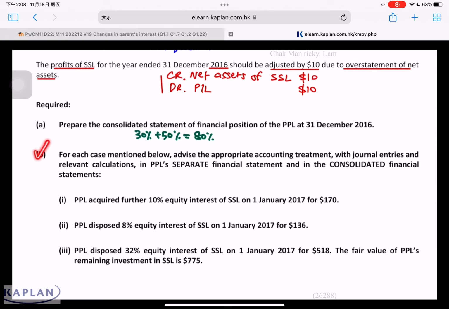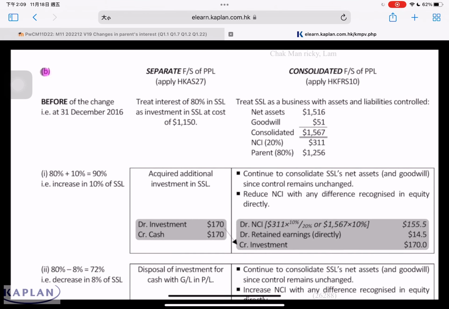Okay, part B. For each of the cases mentioned below, advise the appropriate accounting treatments with journal entry and relevant calculations in PPL separate financial statements and in the consolidated financial statements. PPL acquired another 10%. 80% plus 10% equals 90%. On 1st Jan 2017 for 170. How does this affect the separate financial statement, and how does this affect the consolidated financial statement? Please refer to the answer. Part B, which is on 31st December 2016.